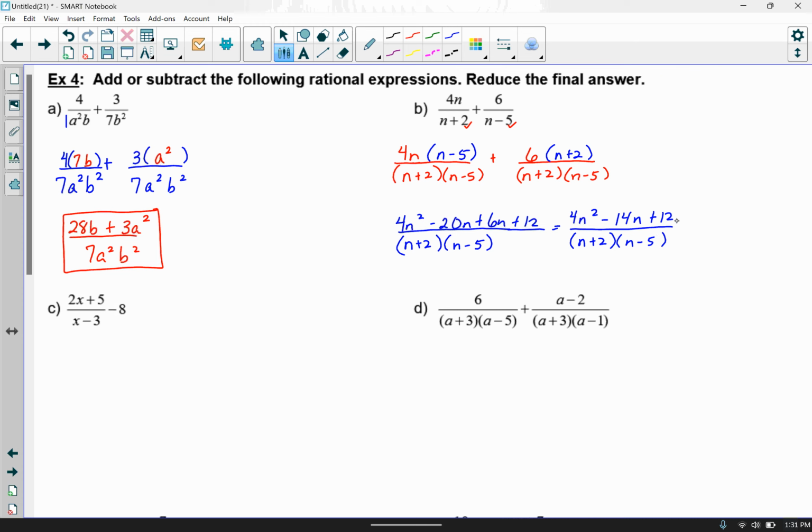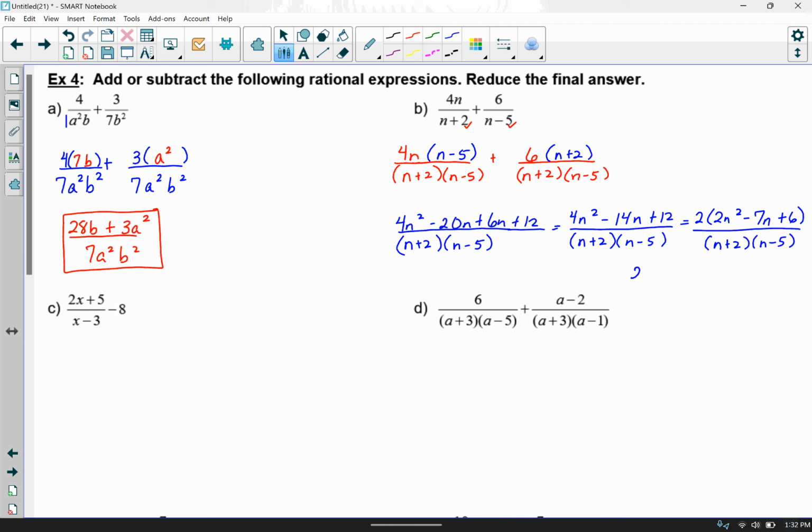Let's keep going because there could be some canceling that can be done. So let's see, up top, all three of those terms have a 2 in common, so let's factor out a 2. That's going to leave me with 2n squared minus 7n plus 6 all over the same denominator. All right, let's factor that trinomial there because it's possible it might have something that can cancel out with the bottom. You want your final answer to be fully reduced.